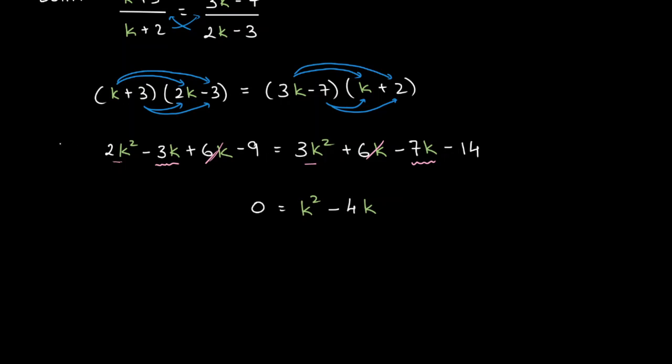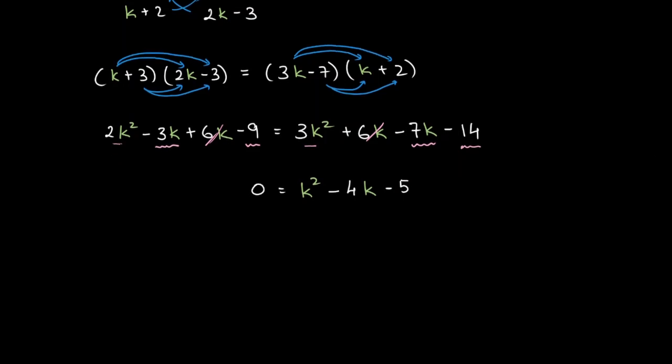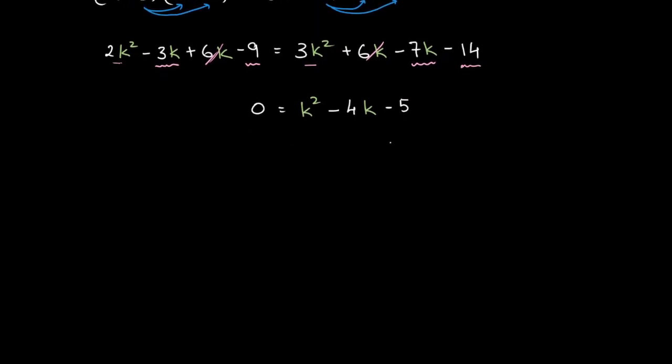Finally, I have minus 9 here and minus 14 here. So if I take the minus 9 to the other side, it becomes plus 9. So minus 14 plus 9 will give me minus 5, right? So as you guys can see, I have a quadratic equation here. All I need to do now is solve this quadratic equation, and I should get my values of k.